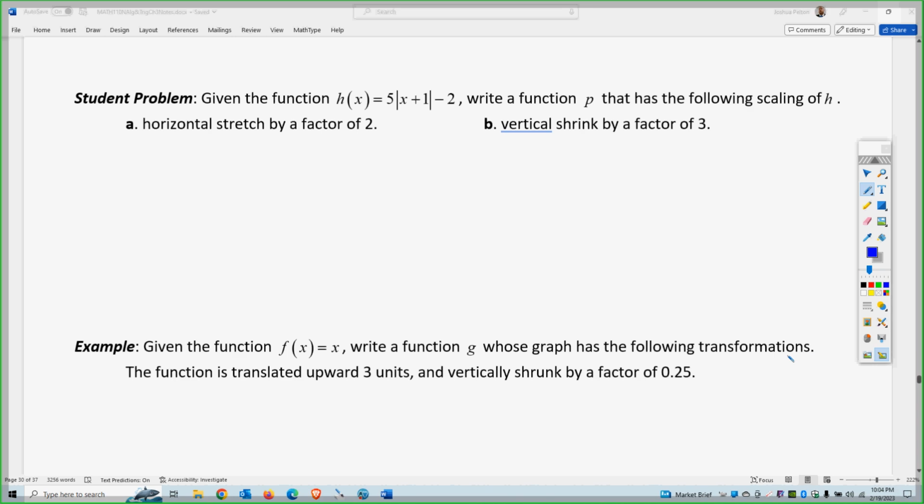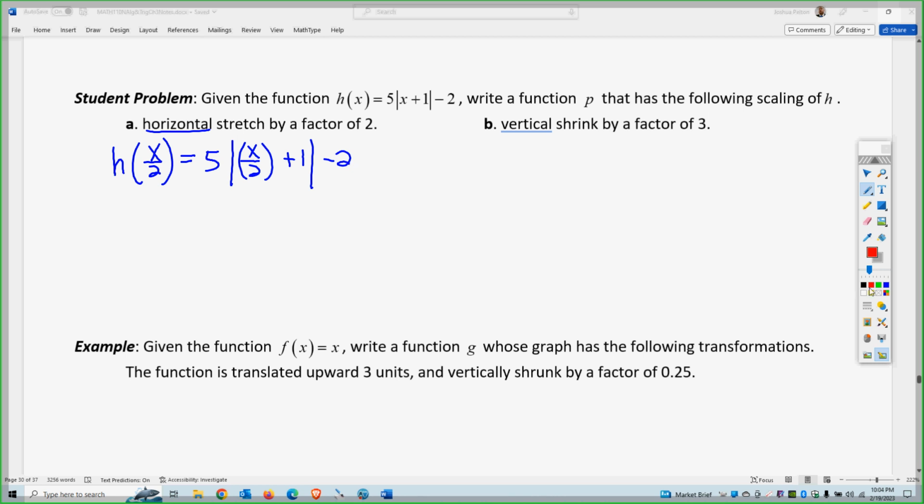Okay, so I'm going to horizontal stretch by a factor of 2. That gives me h of x over 2, because horizontal is x on the inside, and it's counterintuitive, so I'm going to divide by 2. Okay, so it's 5 times the x over 2 plus 1 minus 2.